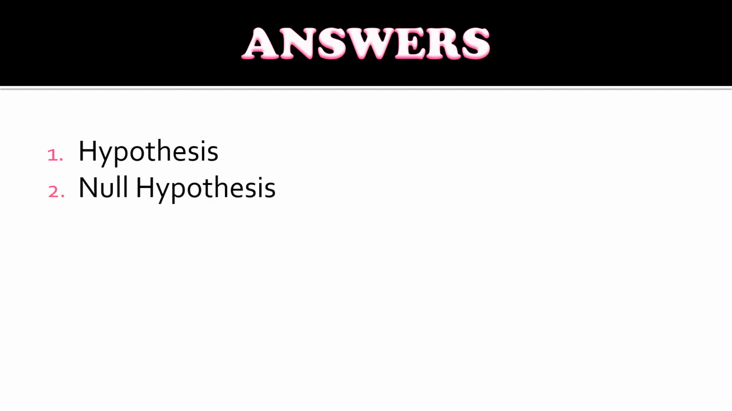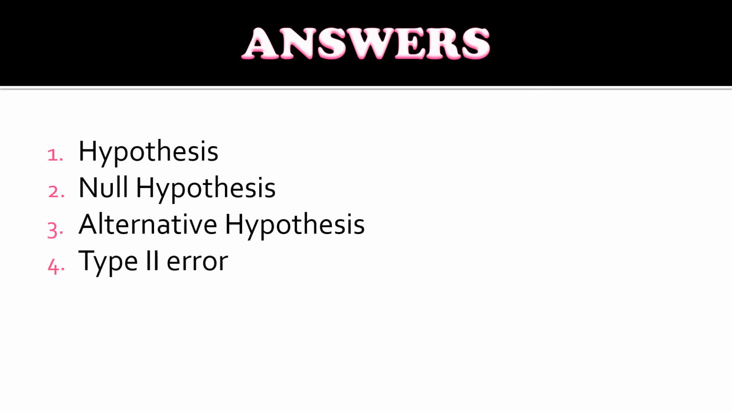So now let us check your answers. Number 1 is hypothesis. Number 2 is null hypothesis. Number 3 is alternative hypothesis. Number 4 is type 2 error. And number 5 is type 1 error.